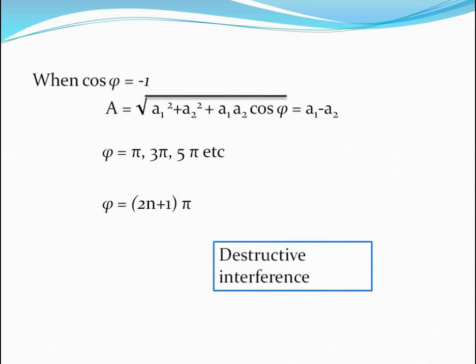Do remember here that phi is the phase difference between the two waves which are interacting with each other. So if one of the waves is say pi or 3 pi or 5 pi ahead or behind the other wave, in that case there will be destructive interference.